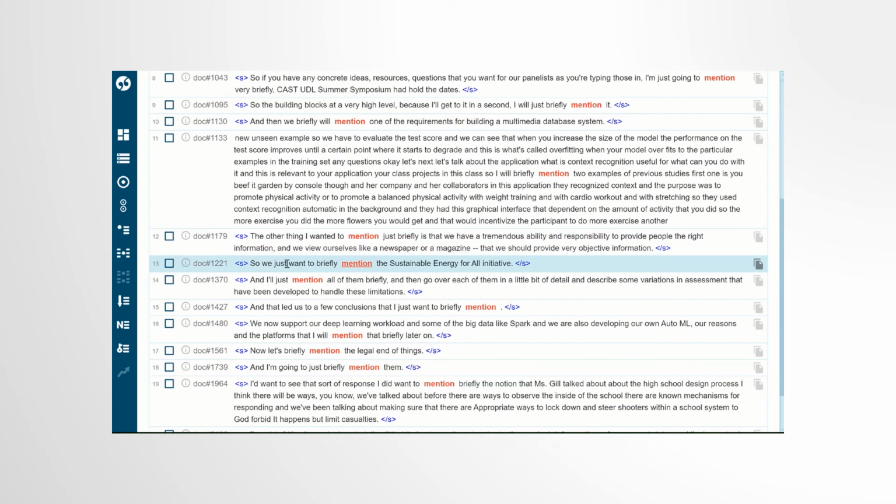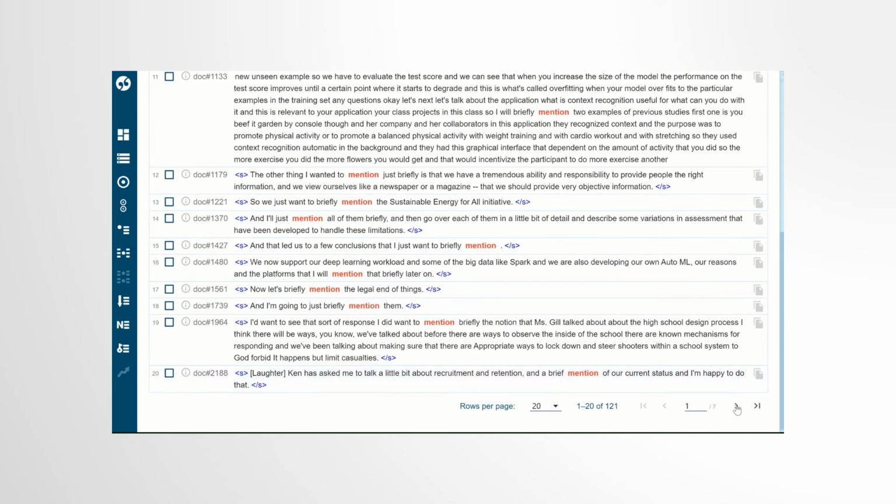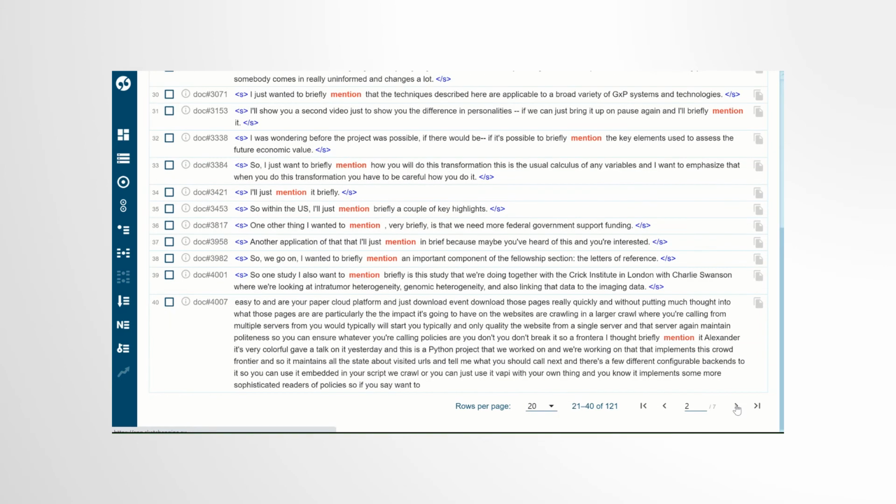Perhaps something like this that includes the verb want. So we just want to briefly mention the sustainable energy for all initiative, or something like, now let's briefly mention the legal end of things. We could go on, of course. Let's see how many equivalences, or rather how many concordance lines there are. 121.